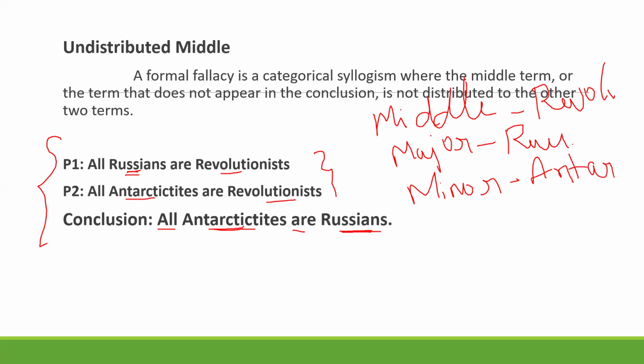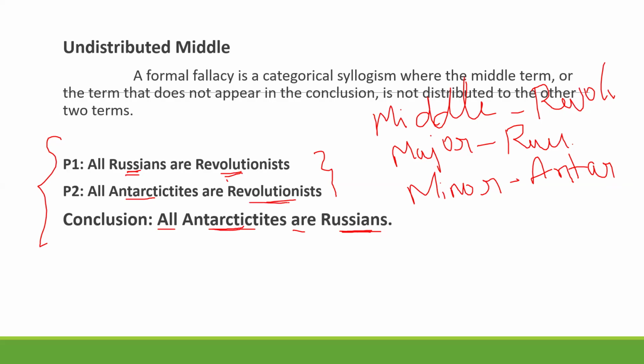Again, I'll tell you. First we have to know in this concept what is middle term, what is major term, what is minor term. In the premises and conclusion, we have to understand that first. The middle term is the one that is common to both premises. Here it is revolutionist, and here also revolutionist. This term is called the middle term.